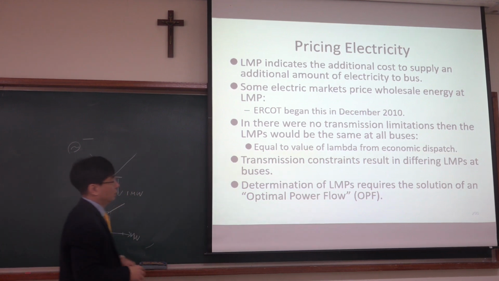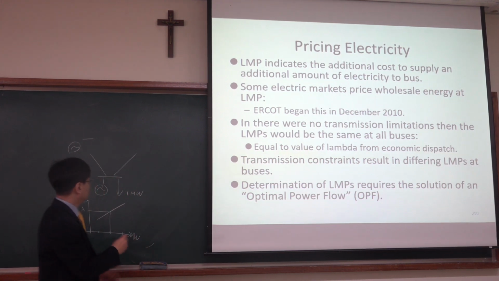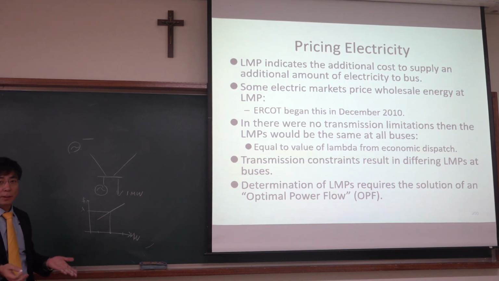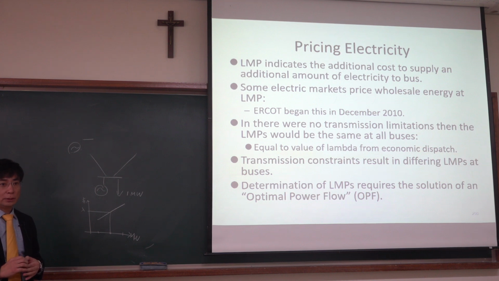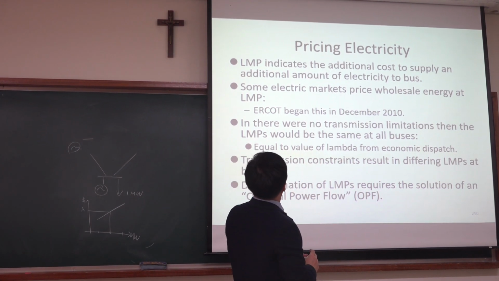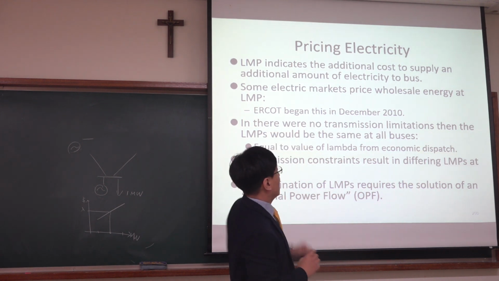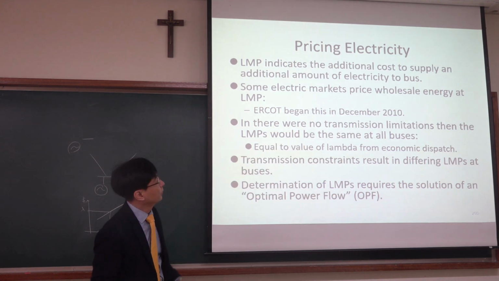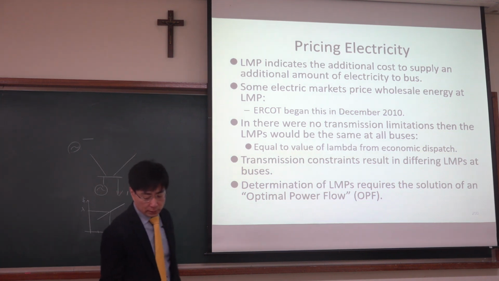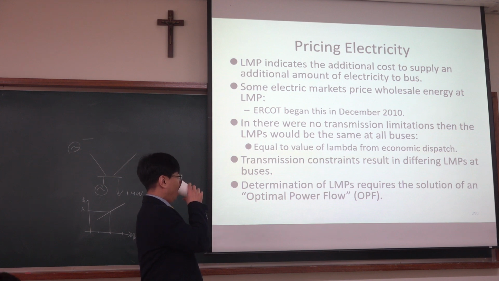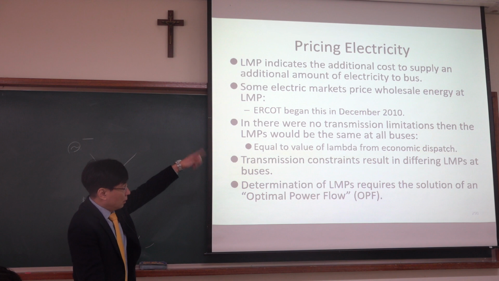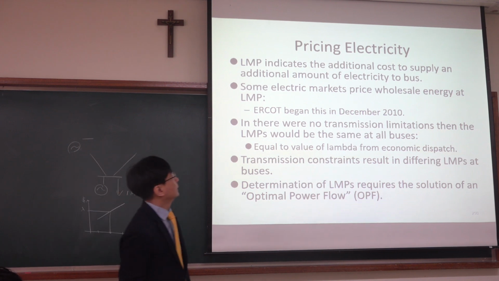But now you know the meaning of LMP. To supply 1 more megawatt at this bus, how much does the cost of the system increase? That's the definition of LMP. LMP indicates the additional cost of the entire system to supply an additional amount of electricity to that bus. We will see an interesting example almost at the end of these slides.